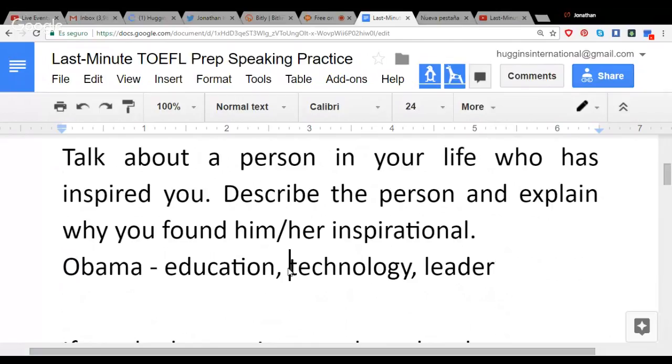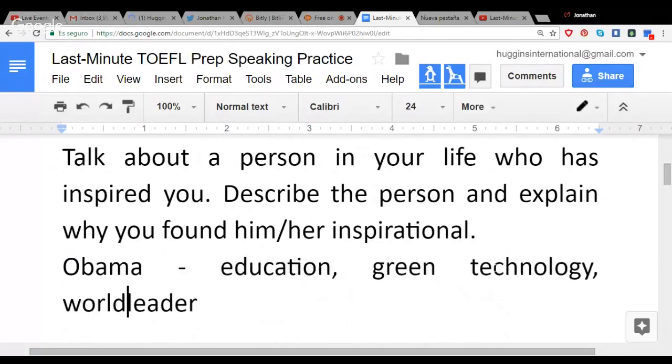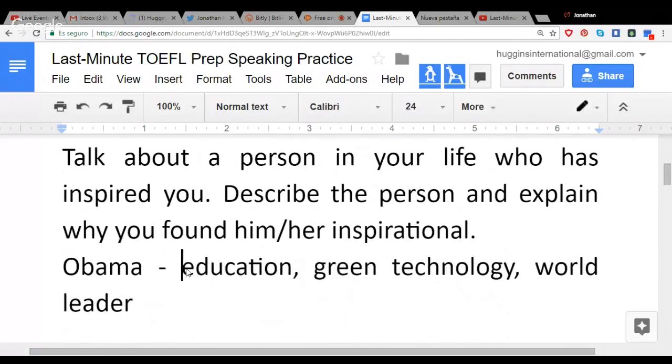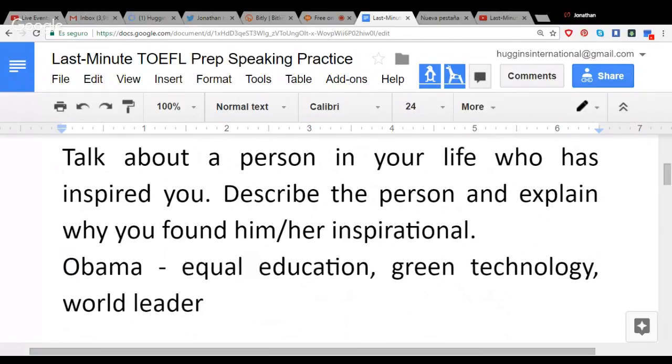So I would say, let's say something like green technology. That's something that he's been known for promoting. He's also not just a leader of the United States. I would say, okay, he's a great, I don't know, a world leader. Education, maybe he has promoted, I know, equal education. I think he has promoted a lot of equality.